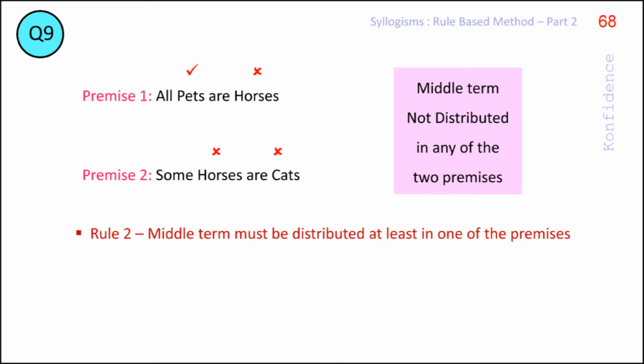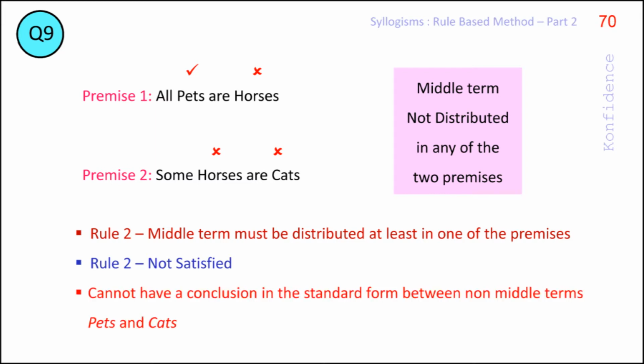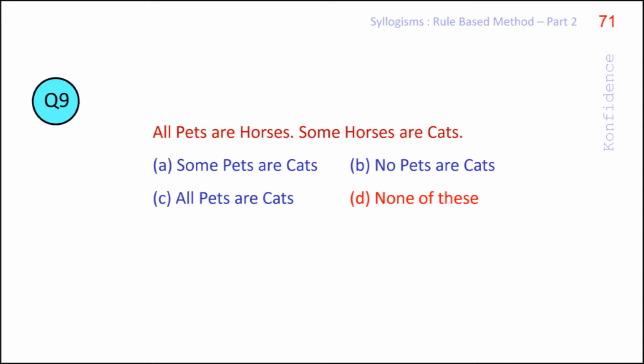Rule number 2 says that the middle term must be distributed at least in one of the premises. Thus, rule number 2 is not satisfied here. So, there cannot be a conclusion in the standard form between non-middle terms pets and cats. And so, the right answer is option D, none of these. See how easy it becomes to find the answer once you learn the rules. We shall have 3 more illustrations and you will be clear on how to apply the rules.